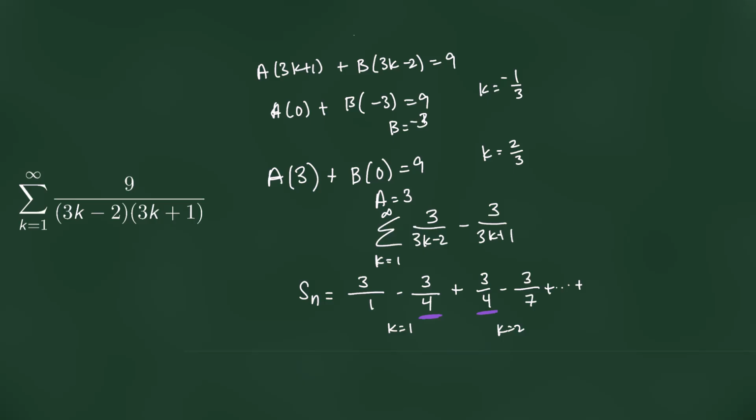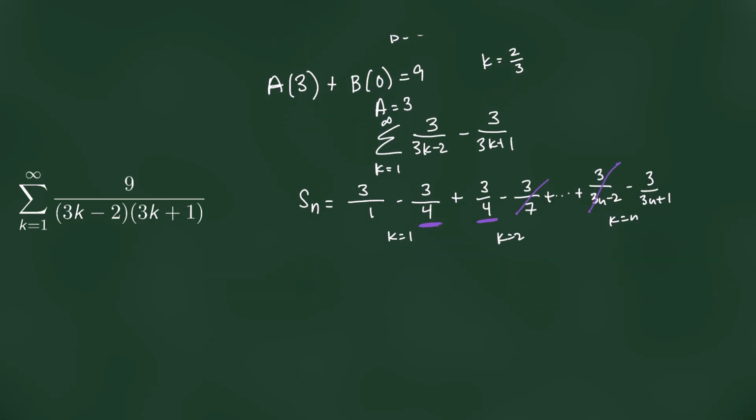So now if we look at k equals n, we get 3 over 3n minus 2 minus 3 over 3n plus 1. And by our previous reasoning, the 3/7 would have canceled with the first part of the next term. The 3 over 3n minus 2 would have canceled with the last part of the previous term. And so our nth partial sum looks like 3 minus 3 over 3n plus 1. And if we take the limit as n goes to infinity of the nth partial sum, we get 3.